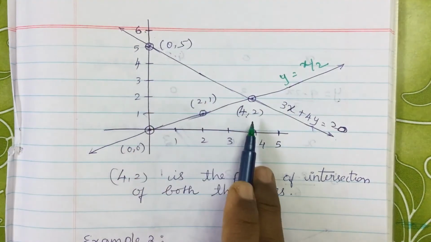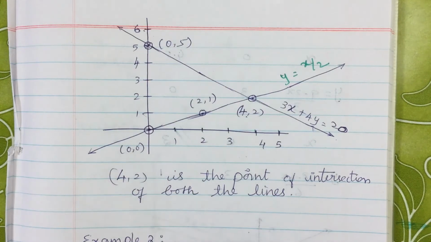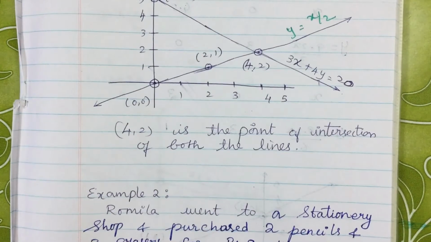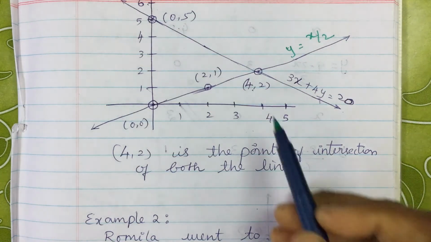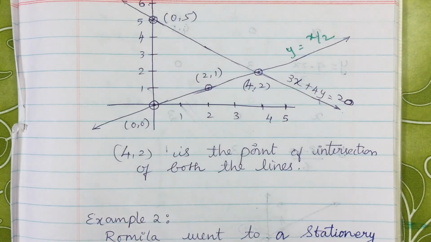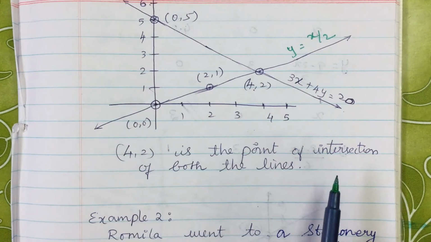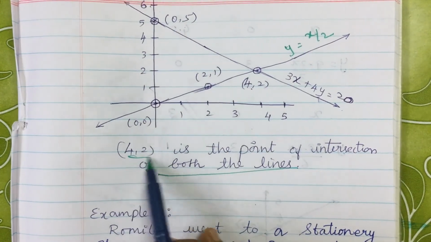0, 5 and 4, 2. After marking these points, I connected them with the help of a scale and got a straight line. After drawing these lines, I observed that the two lines intersect at the point 4, 2. Therefore, 4, 2 is the point of intersection of both the lines. This is the solution for this problem.